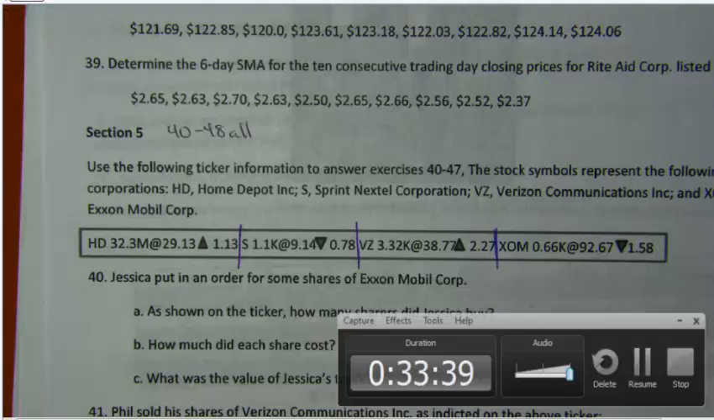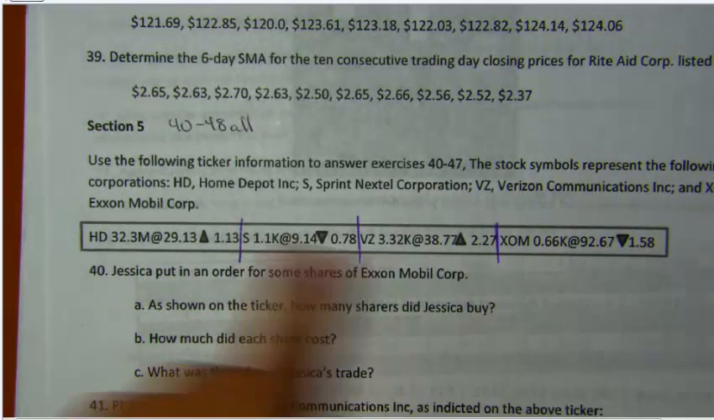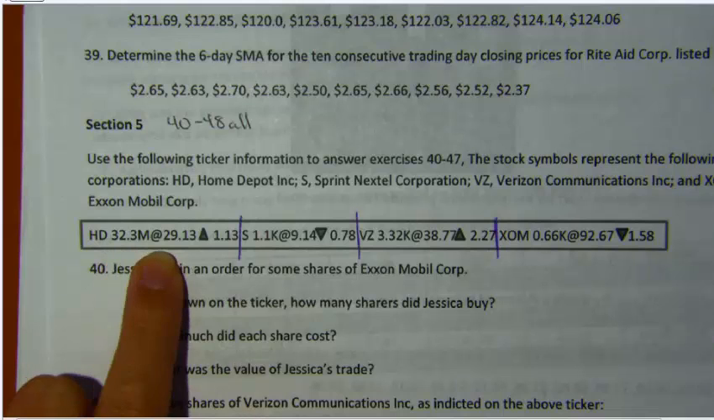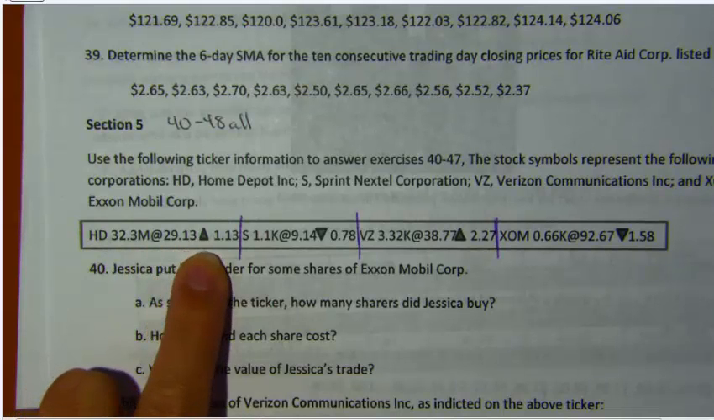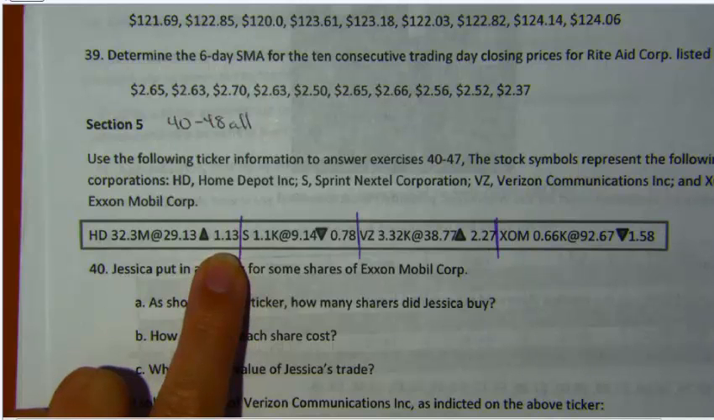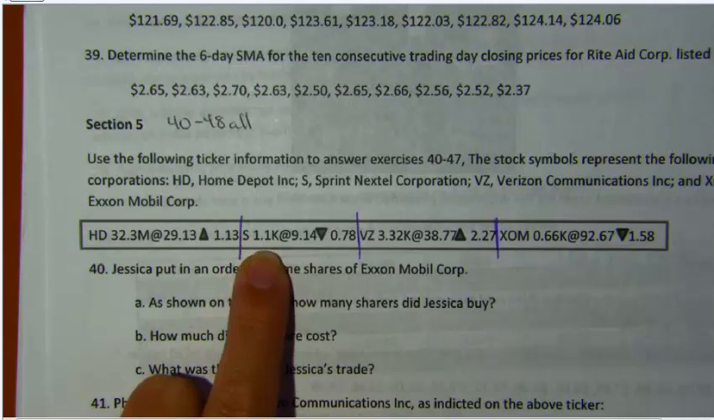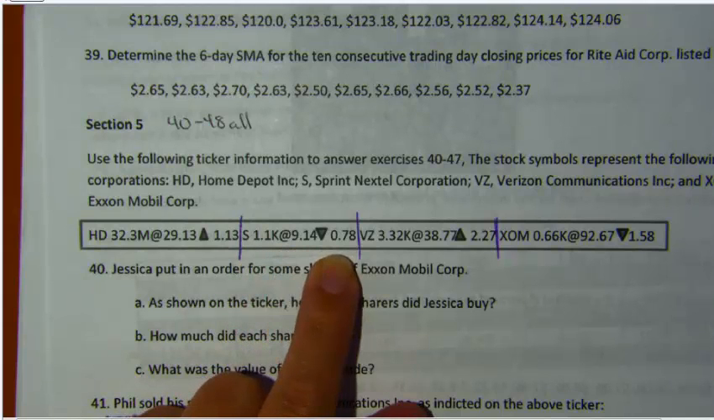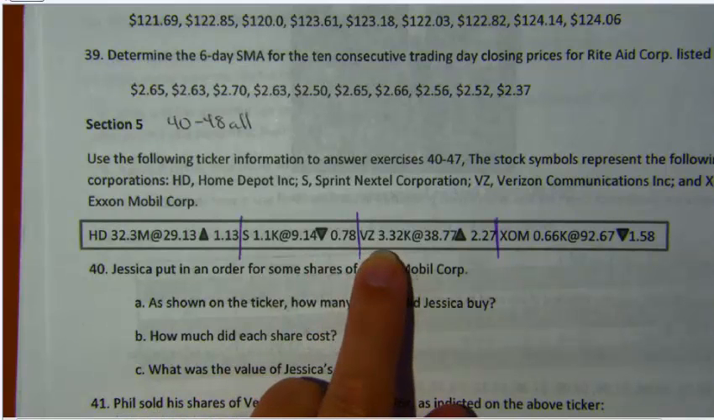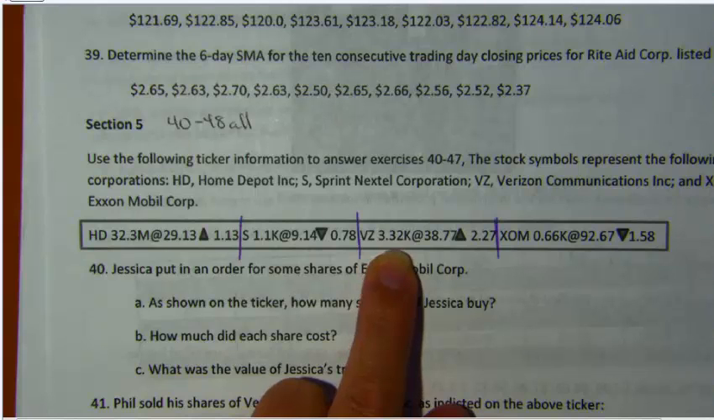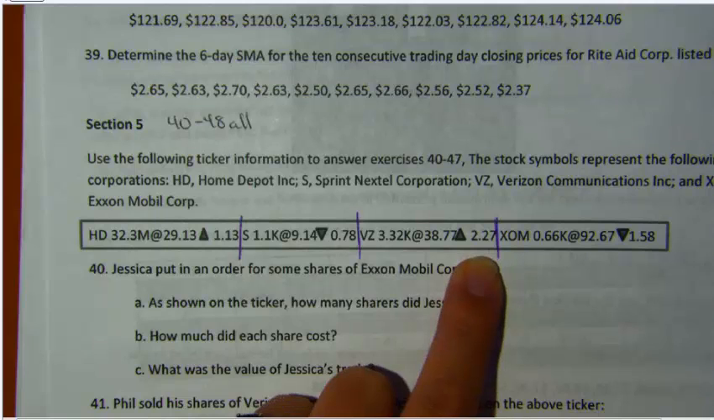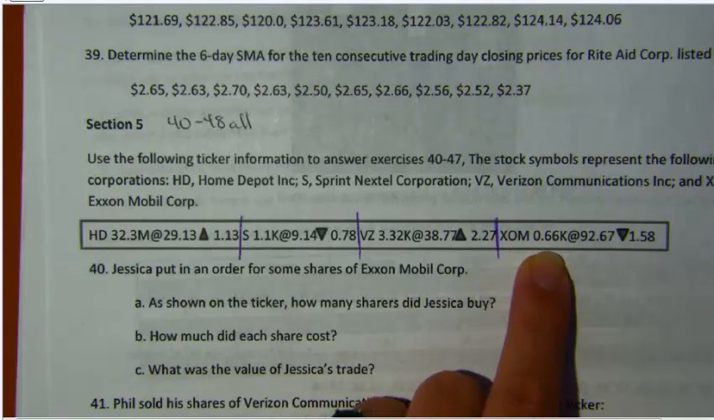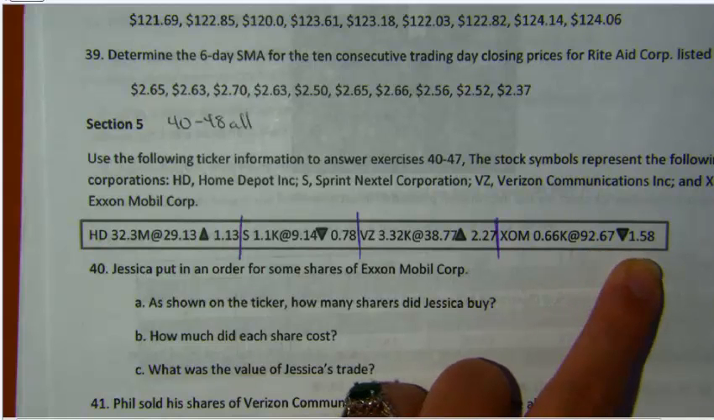Okay. If I'm looking at this stock ticker right here, this tells me Home Depot sold 32.3 million shares at $29.13 each, which was up $1.13 from yesterday. And then Sprint sold 1.1 thousand, so 1,100 shares at $9.14 each, which was down 78 cents from yesterday. And then Verizon sold 3,320 shares at $38.77 each, which was up $2.27 from yesterday. And then finally we have Exxon sold 660 shares at $92.67 each, which was down $1.58 from yesterday.